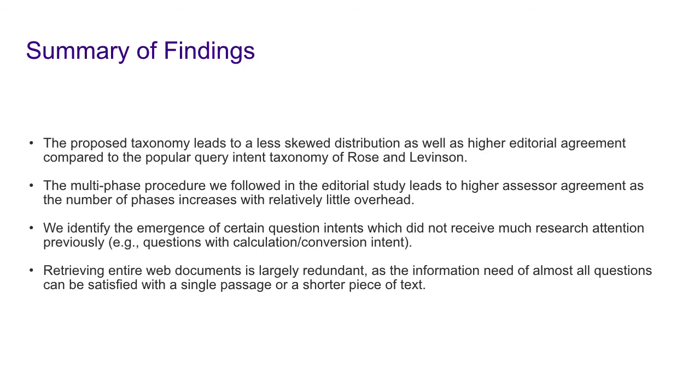This is a summary of our findings. First, despite being more fine-grained, the proposed taxonomy leads to a less skewed distribution as well as higher editorial agreement compared to the popular query intent taxonomy of Rose and Levinson. Second, the multi-phase procedure we followed in the editorial study results in higher assessor agreement as the number of phases increases, with relatively little overhead for assessors. Third, we point at the emergence of certain question intent categories which did not receive much research attention previously, like questions with calculation conversion intent.